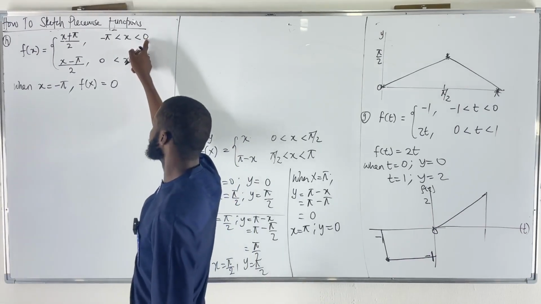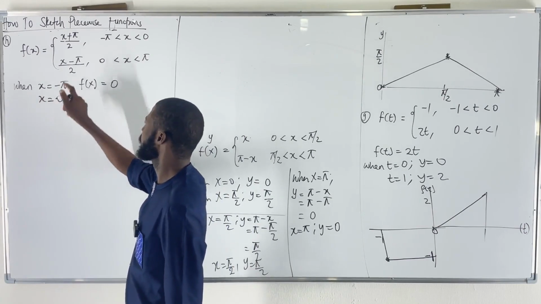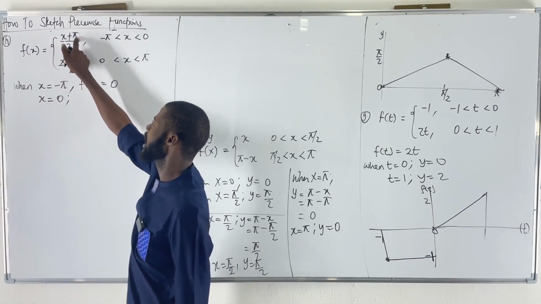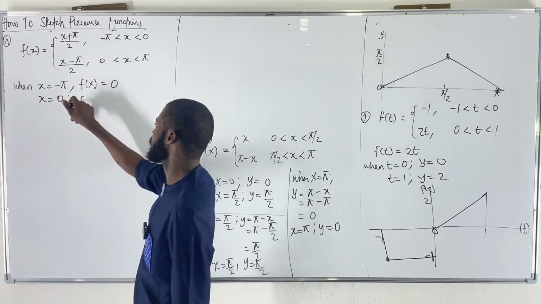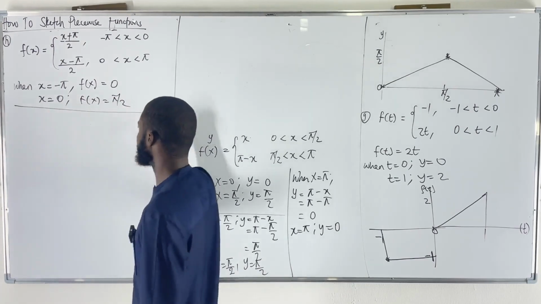Then the next point here is 0, right? So when x is equal to 0, we're going to be having 0 plus pi. 0 plus pi is pi, so that's pi over 2. So f of x is equal to pi over 2. So keep this, that's our first point.